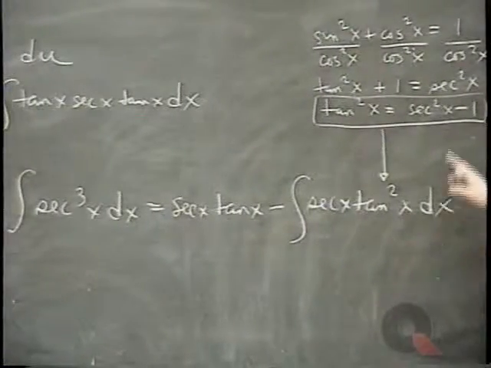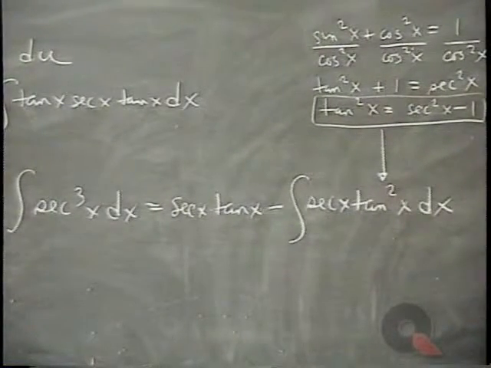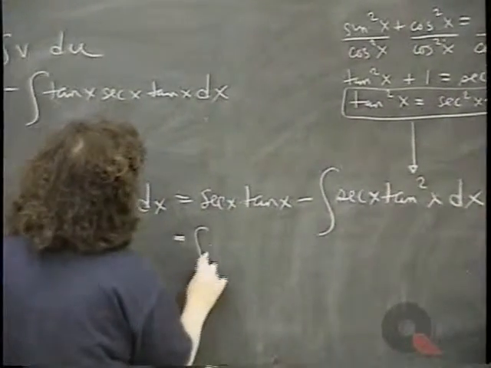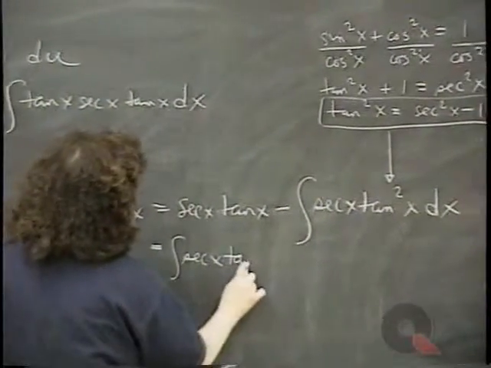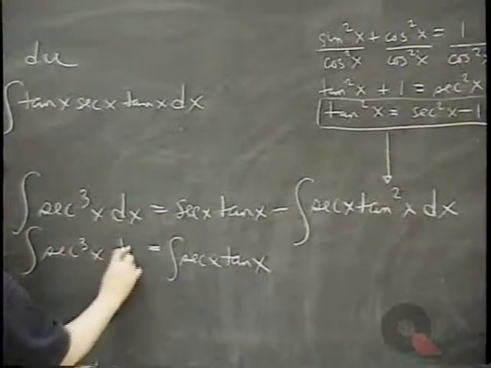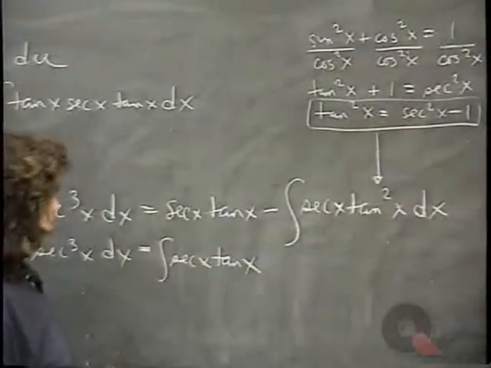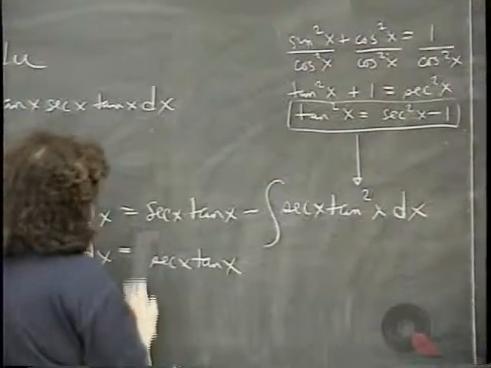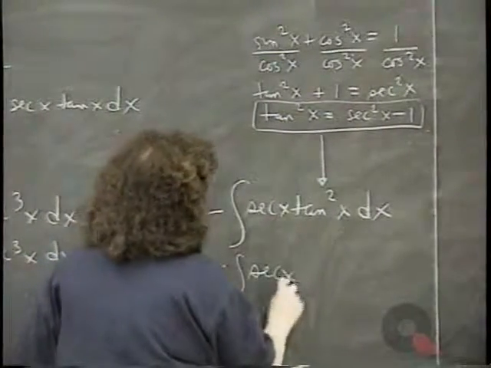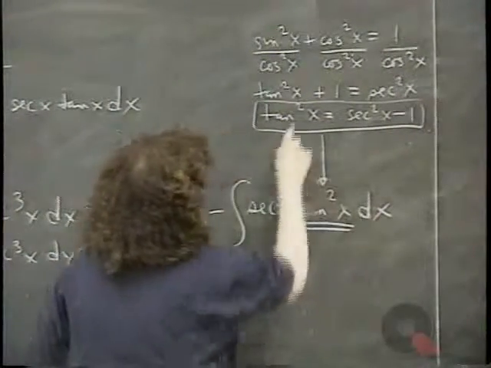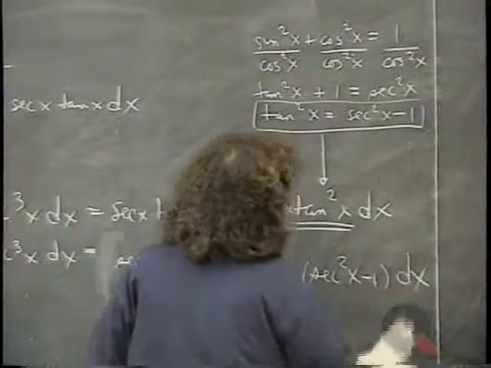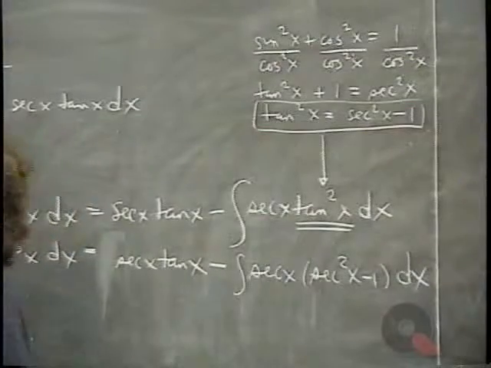Okay, so for tan squared, I'm going to replace it by secant squared x minus 1. So let's see what happens. I'm not doing integration by parts again. I'm just rewriting the integral of secant cubed x dx. It's equal to secant x tangent x minus the integral of secant x, and for tan squared x, I'm going to replace it by secant squared x minus 1. So what do I have?